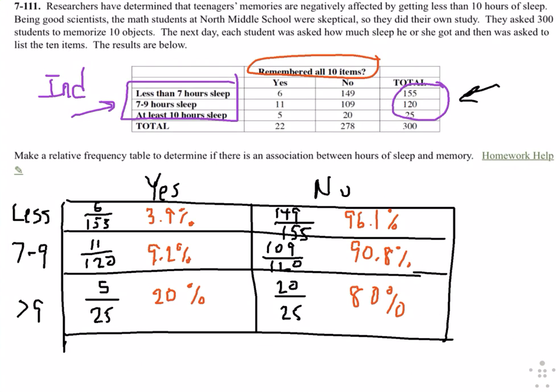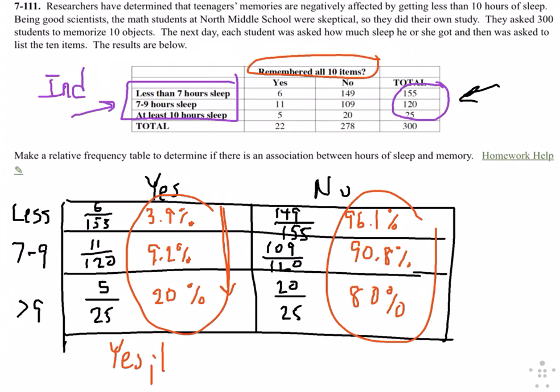And now the question says, is there an association? That's the whole reason we filled out this table. So we would say that yes, there is an association, because look what happens. As the amount of hours increases, the percent of people who can remember goes up. So these values are different, if you can see. These values are different. So yes, there is an association.